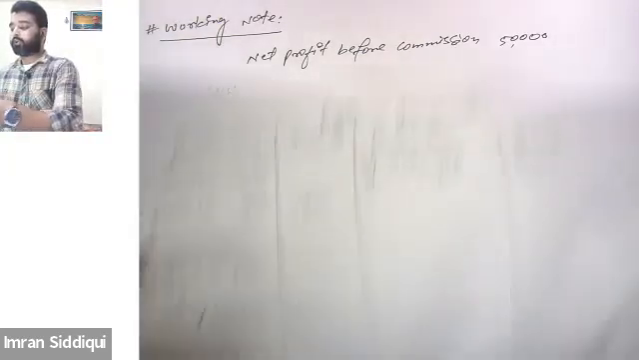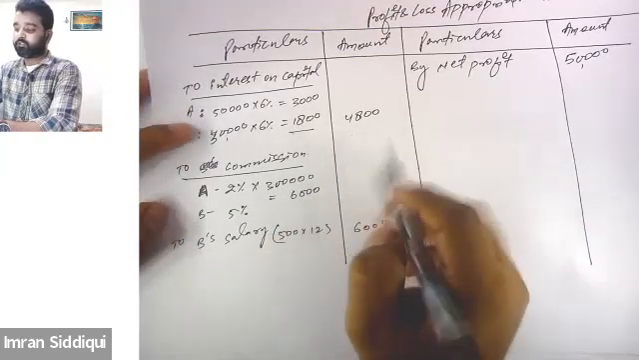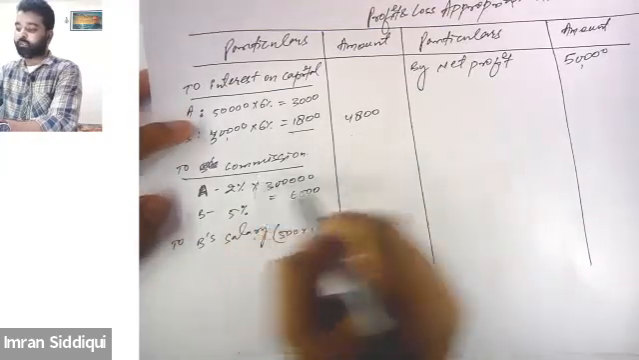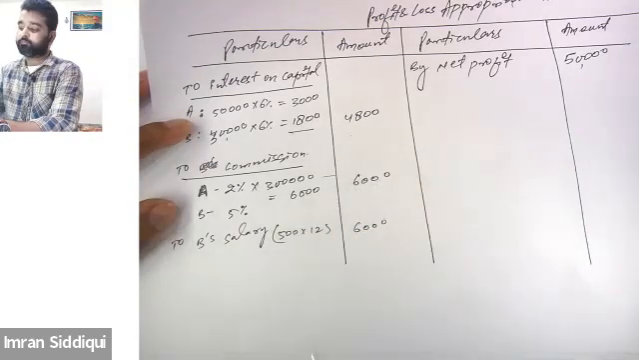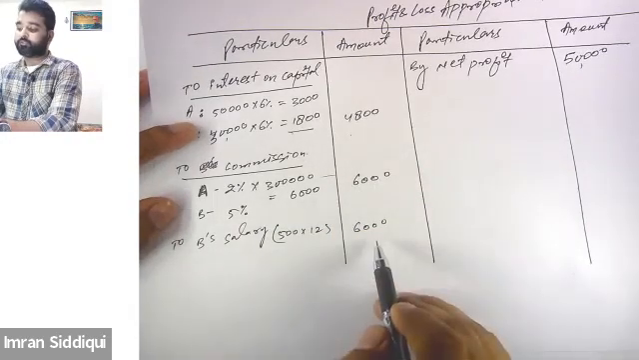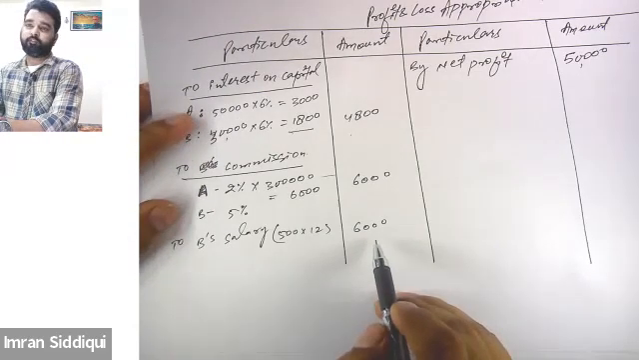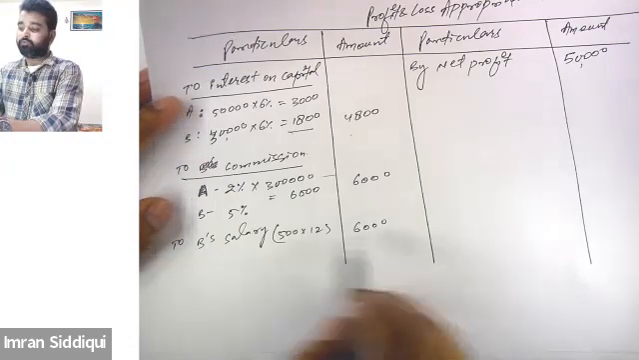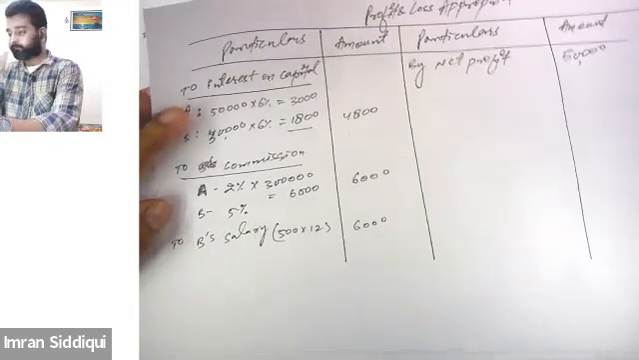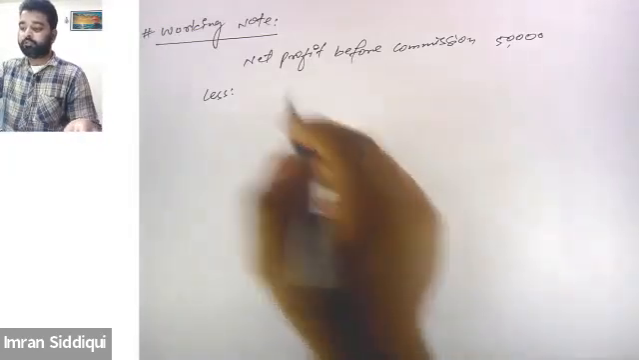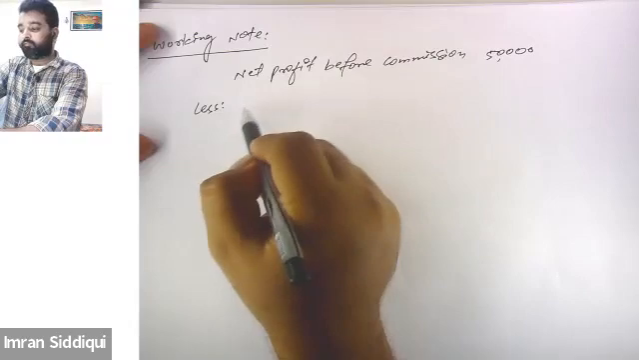We will subtract all expenses like interest on capital. We will subtract the commission paid to A. Commission paid to A was 6,000. And then we will also subtract 6,000 of B's salary as well. And whatever profit we get, on that amount we will calculate B's commission at the rate of 5%. So let me show you how it will be done. First of all, out of net profit before commission, we will subtract interest on capital.